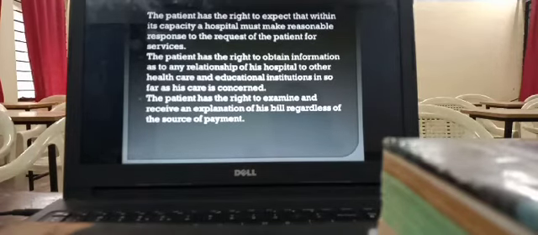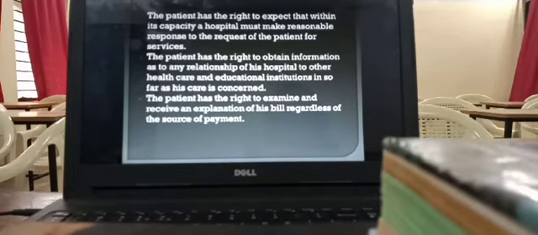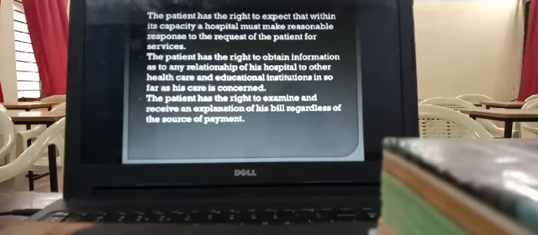The patient has the right to expect that within its capacity, a hospital must make a reasonable response to the request of the patient for services. So sometimes even we, when we deal with patients, lose our temper and sometimes even shout when they keep asking us questions, right? It is really very wrong, because they have the right to request us to know, and we are in a position to clear up their problems and doubts.